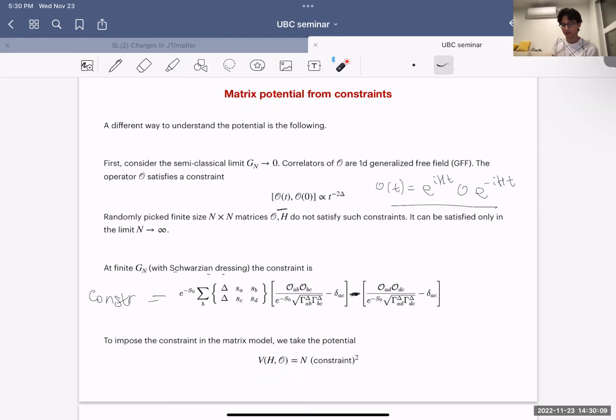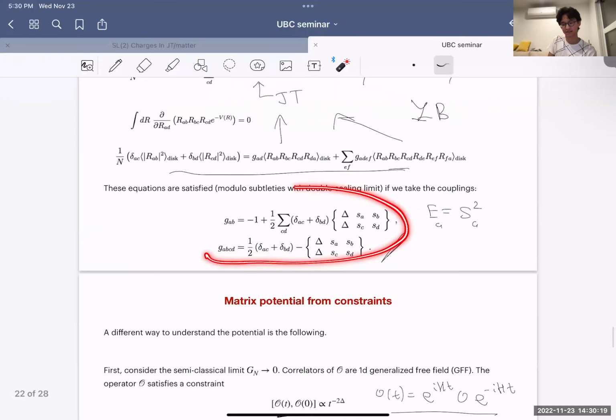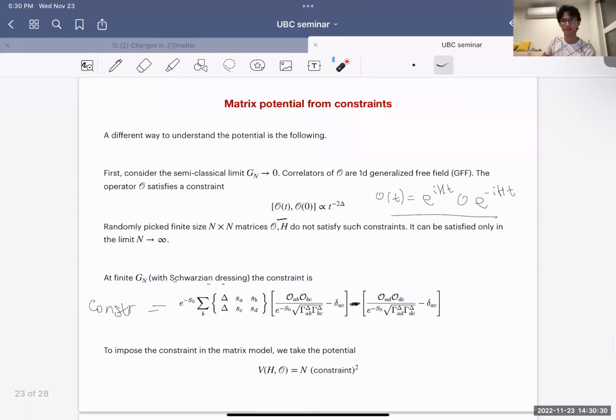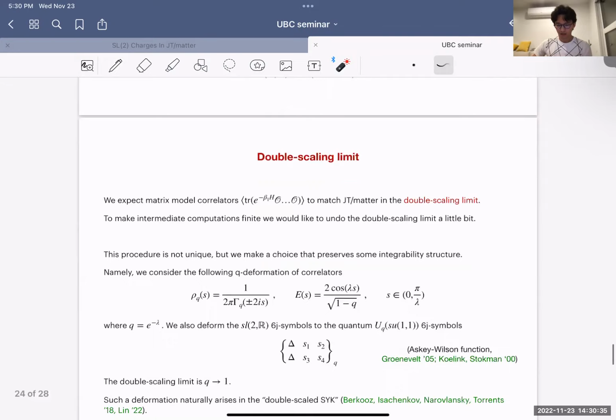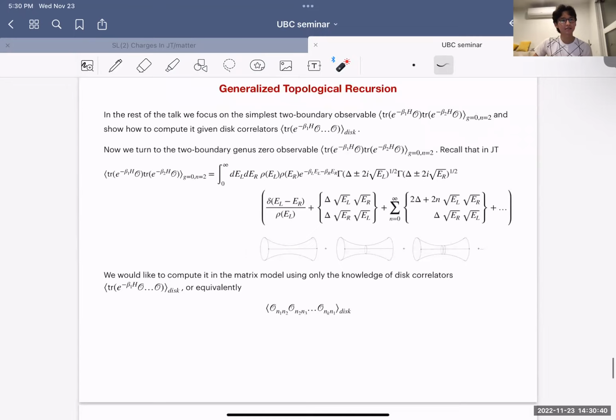And the funny thing that happens is that if you take this potential and you compute it from this constraint, well, actually you get this precise potential that we discussed. So in this way, this identity is imposed. There are some subtleties with double scaling that one might need to discuss.